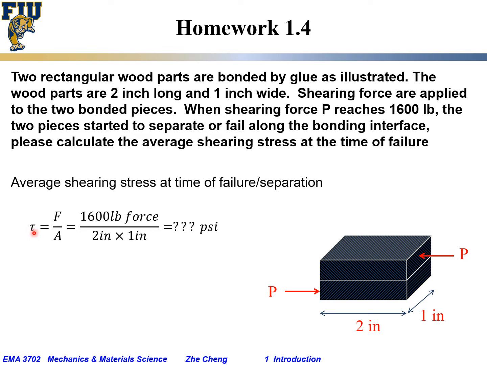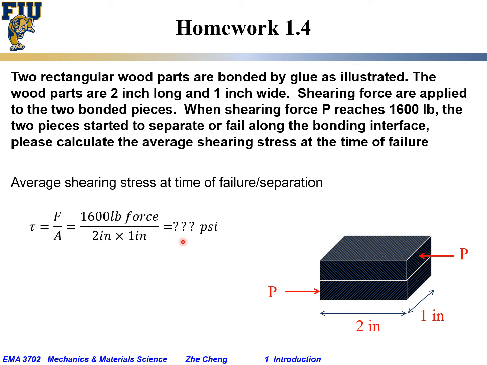Tau, which means shearing stress, would be force over area, except now the force F or P here is parallel to the area that we are interested in, which is P horizontal, P prime horizontal, and the area of interest is the flat surface between these two pieces, and they are flat. And the area of interest would just be 2 inch times 1 inch, or 2 inch square, and the P or P prime would be our externally applied force, and then we said that is 1600 pound of force.